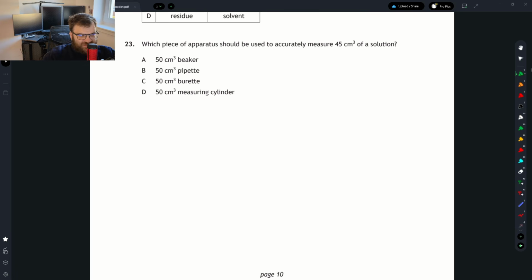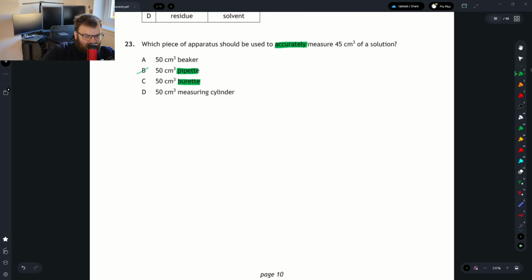In this question, they're asking us about the apparatus to accurately measure 45 centimeters cubed of a solution. In terms of accurately measuring things, a pipette and a burette are both able to measure volumes accurately. A pipette is only good for the one value of volume that's on it. So our pipette would be really good at measuring out 50 centimeters cubed, but that is it. The burette, the one with the tap that you can let chemical out of, has more flexibility in what value you are measuring out.